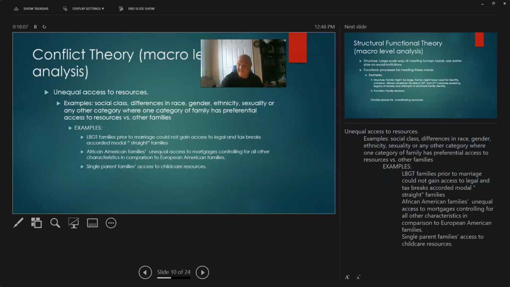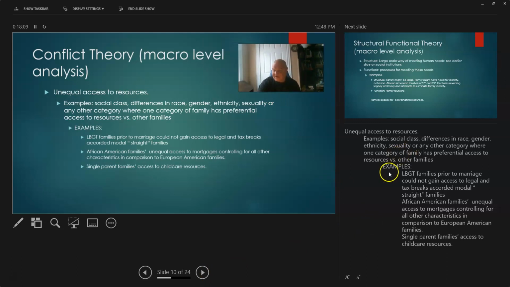So first we look at conflict theory. Conflict theory starts off with a premise that families are sites where people have unequal access to resources. Social class, differences in race, gender, ethnicity, and sexuality, or any other category where one category of family has preferential access to resources versus other families.